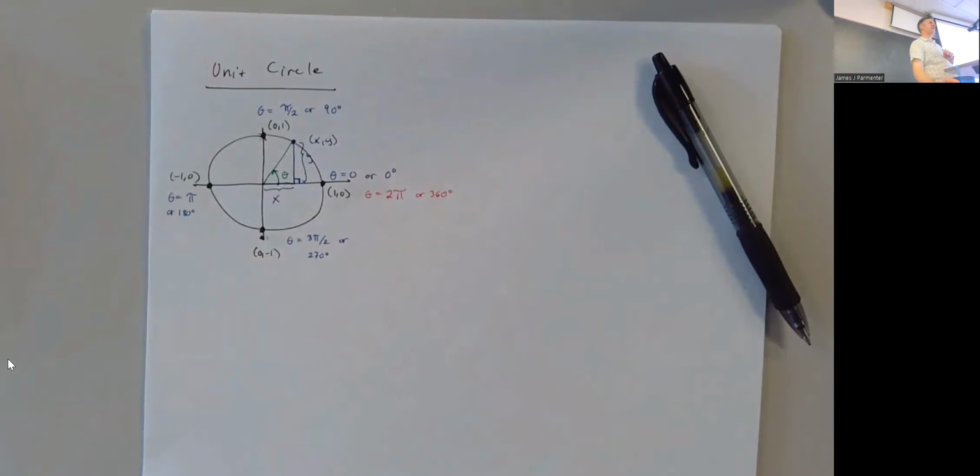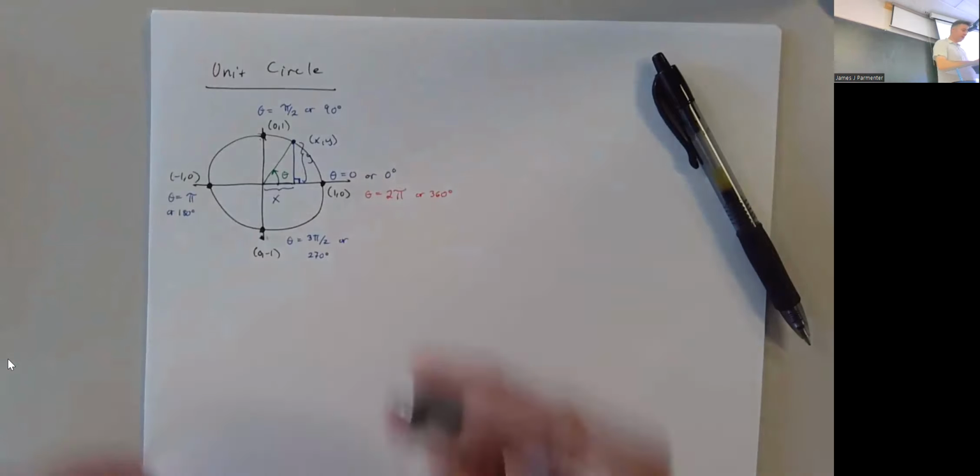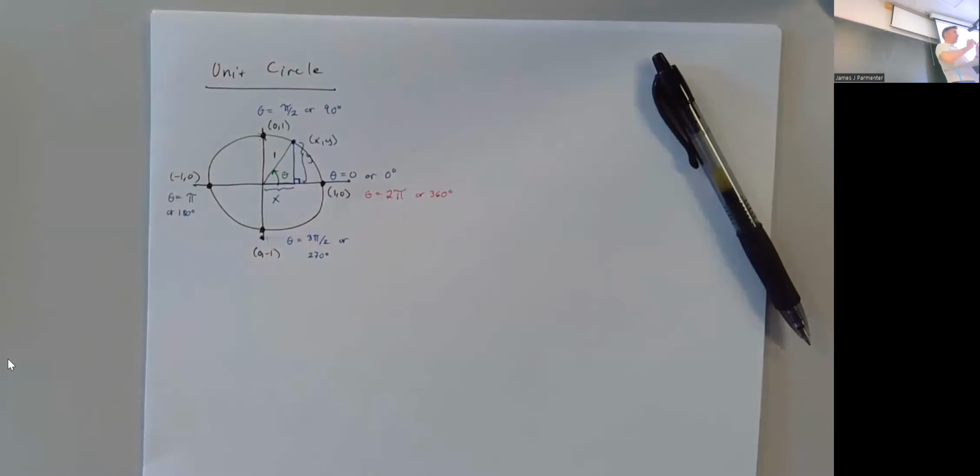What is the radius of my circle? Yeah, it's 1. Right, so that is why it's called the unit circle, because 1 is the unit. That's why it's called the unit circle.